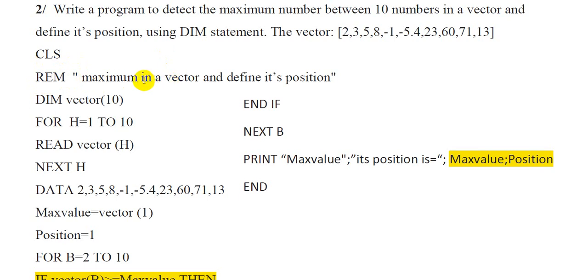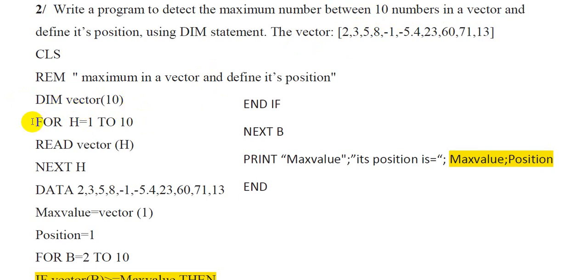Rem maximum vector defined with its position. Dim vector 10, as you can see right from here, for the set of 10 amounts, titled by the 10. The 10 will be supplied by the source code through the keyboard instrument, in the following vector 10 title.